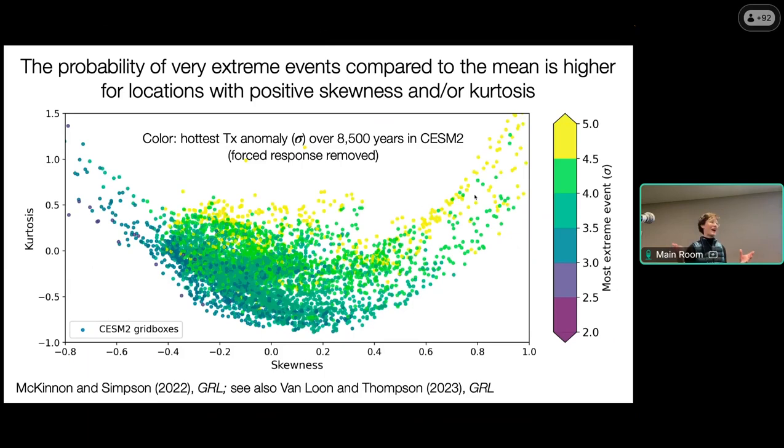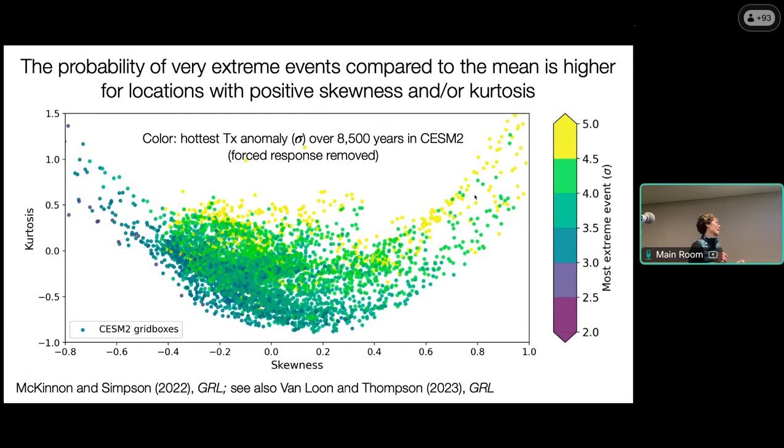And the crisis is summarized in this plot. What this plot is showing is skewness, how heavy one tail is versus the other, compared to kurtosis on the y-axis, how heavy both tails are. And the colors are showing, across CESM2 forced response removed, so internal variability only, how extreme in sigma units the most extreme event is.